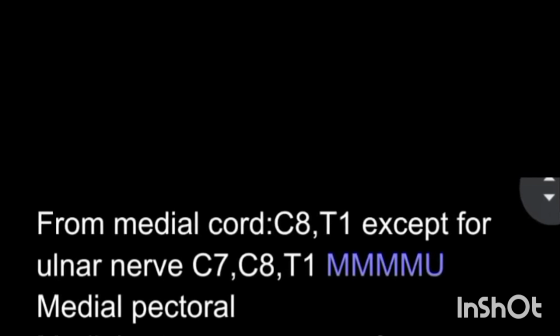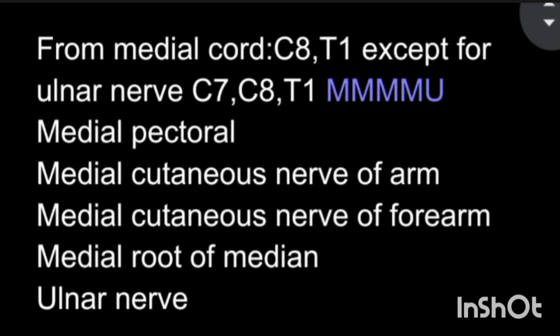Next, from medial cord, its root values. All the nerves derived from this medial cord have the root value of C8 and T1 except for ulnar nerve, which has C7, C8 and T1. Here the mnemonic is 4 M's and U. M for medial pectoral nerve, medial cutaneous nerve of arm, medial cutaneous nerve of forearm, medial root of median nerve and U for ulnar nerve.